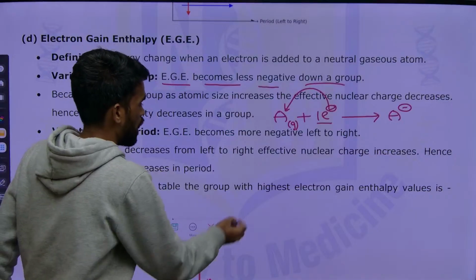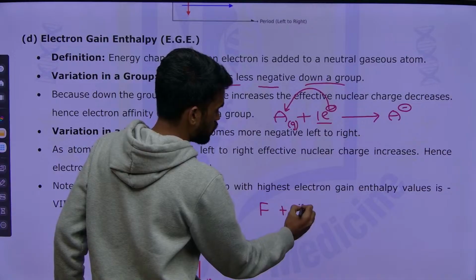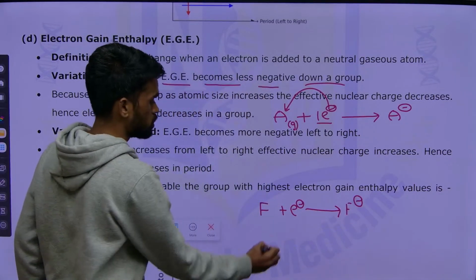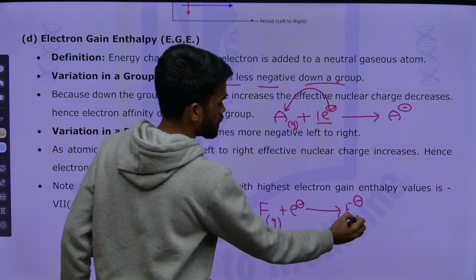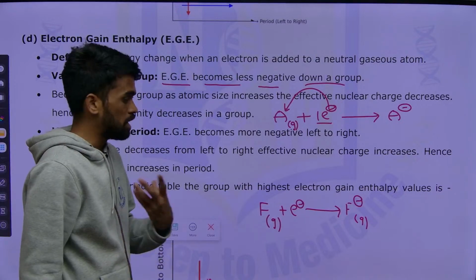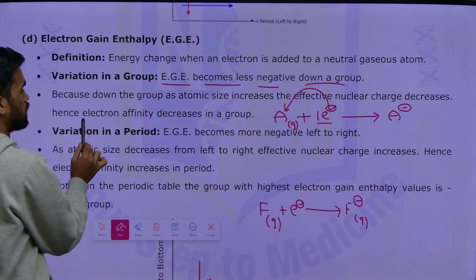Again, take halogens. If I say a fluorine atom is there, and to this I add an electron, it will become a fluoride ion. So this should be an atom only, and it should be in the gaseous state. During this process, energy is released. Generally, electron affinity decreases down the group.